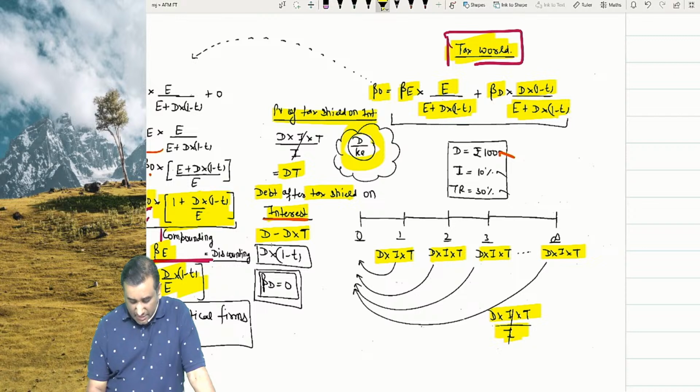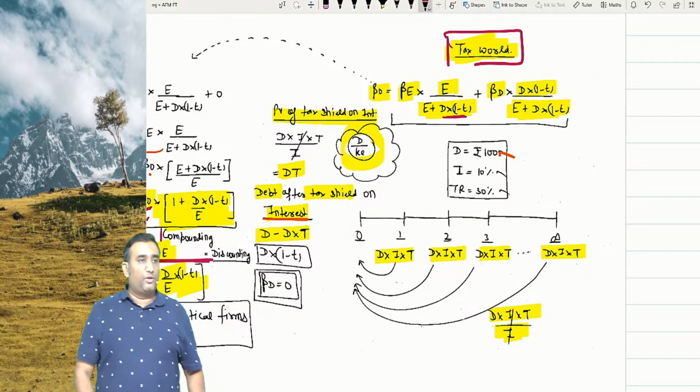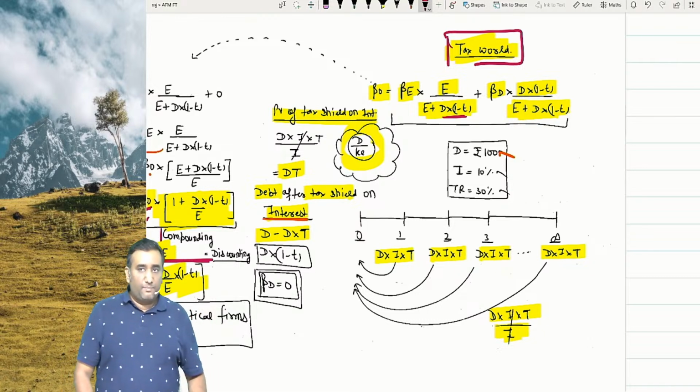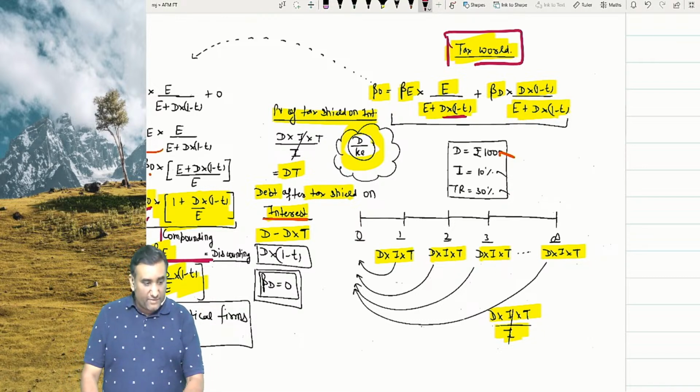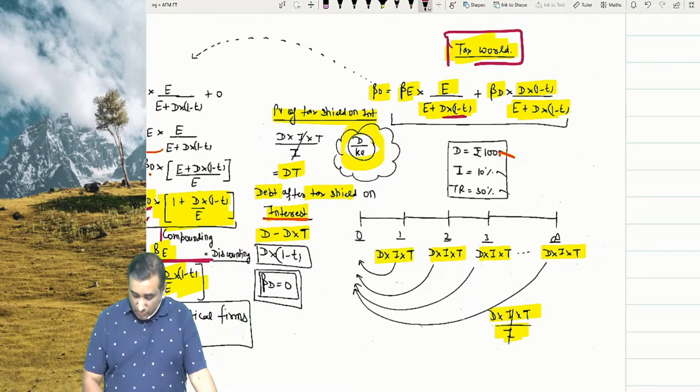So debt after the tax shield comes to D minus Dt, D into (1 minus t). Basically that is why D into (1 minus t) comes. That is the reason for D into (1 minus t): it's a perpetuity of the tax saving on the interest which comes out.